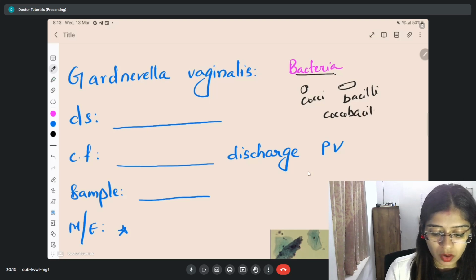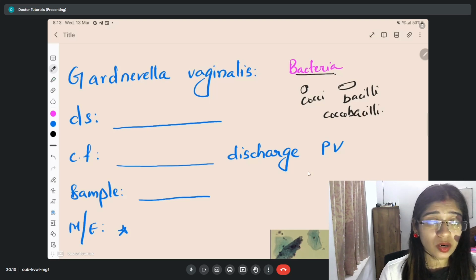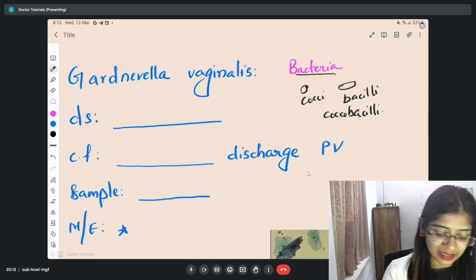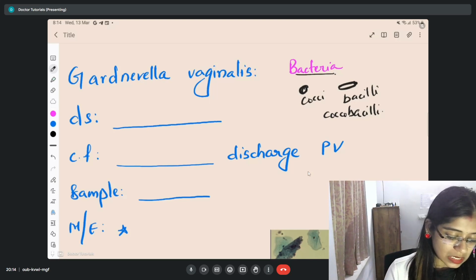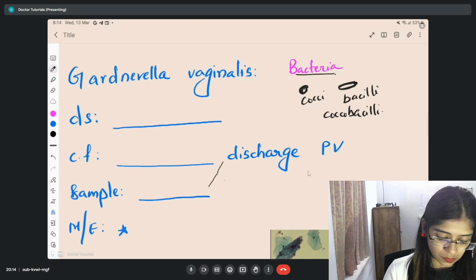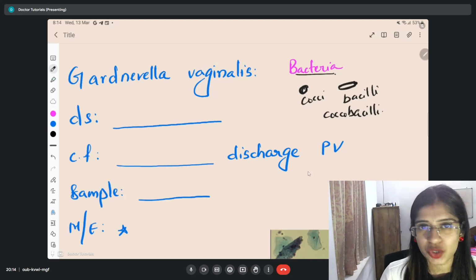Now, what do you mean by cocobacilli? See, it has both the structures of cocci and bacilli. Bacteria which are looking round, we call them cocci. Which are looking something like this, we call them bacilli. Now, this bacteria is like intermediate. It's neither cocci, it's neither bacilli. But yeah, you understood, no? So, that's why it's called cocobacilli. This Gardnerella vaginalis, I wouldn't say it is a sexually transmitted disease.